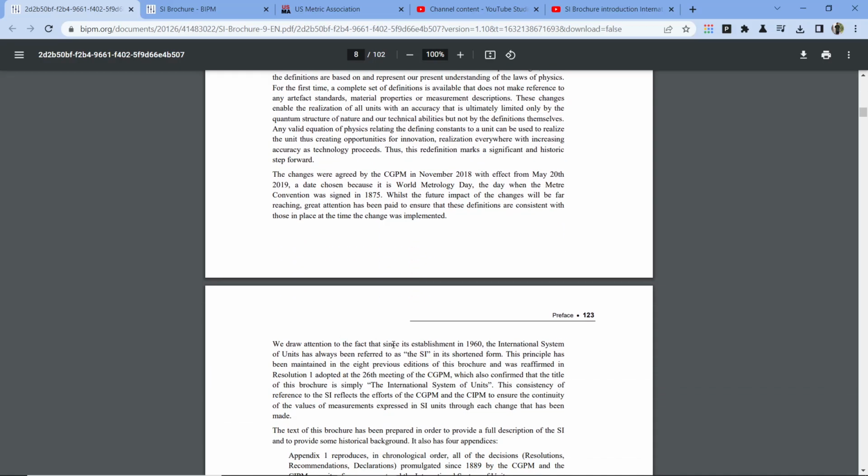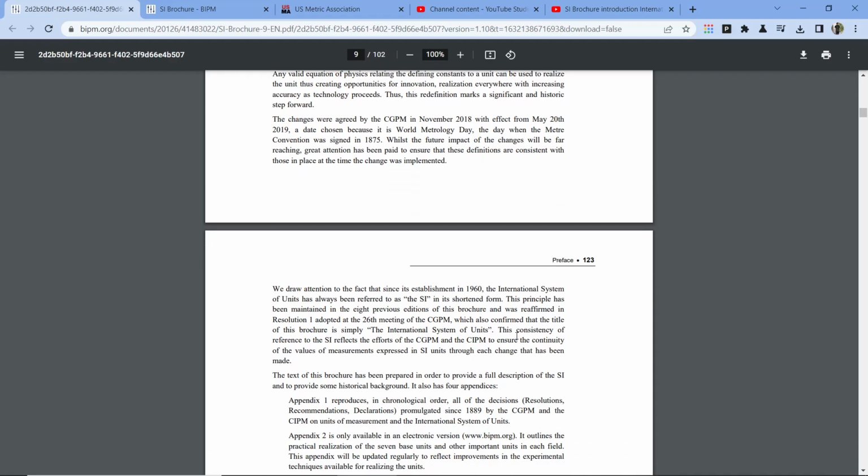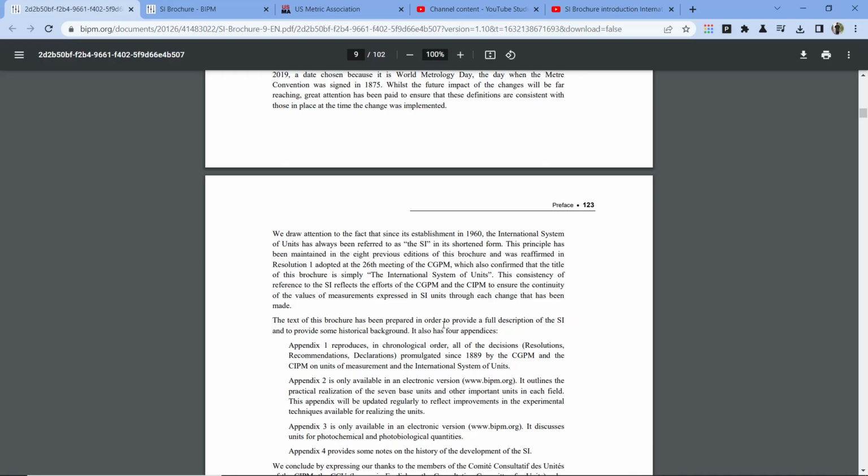We draw attention to the fact that since its establishment in 1960, the International System of Units has always been referred to as the SI in its shortened form. This principle has been maintained in the 8 previous editions of this brochure and was reaffirmed in Resolution 1 adopted at the 26th meeting of the CGPM, which also confirmed that the title of this brochure is simply the International System of Units. This consistency of reference to the SI reflects the efforts of the CGPM and the CIPM to ensure the continuity of the values of measurements expressed in SI units through each change that has been made.